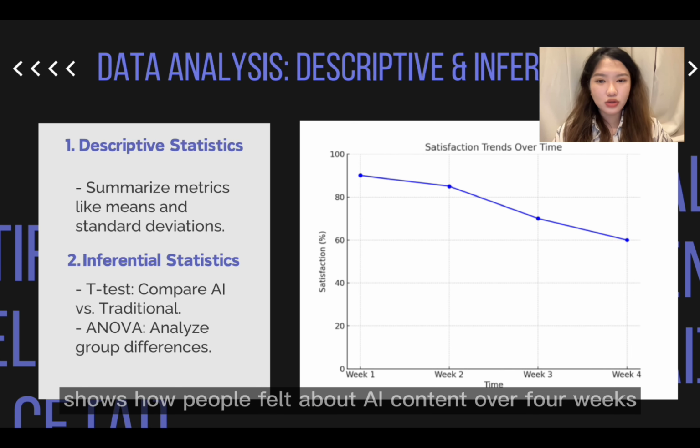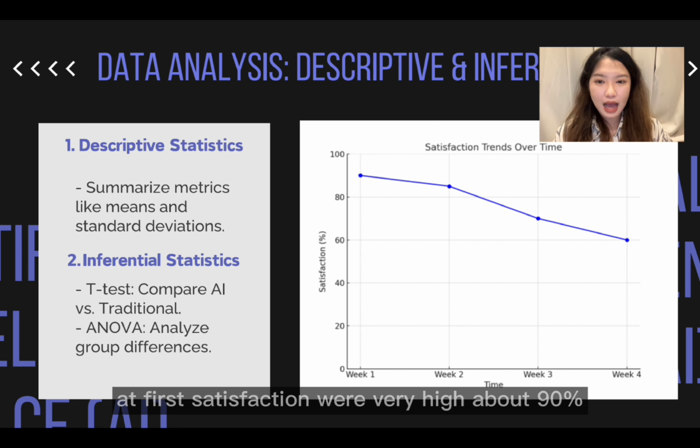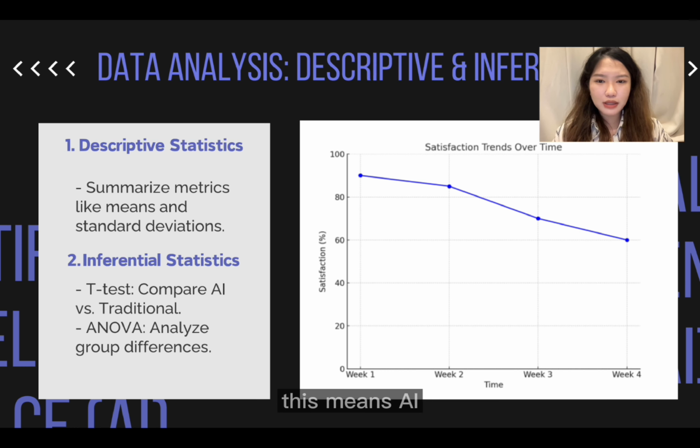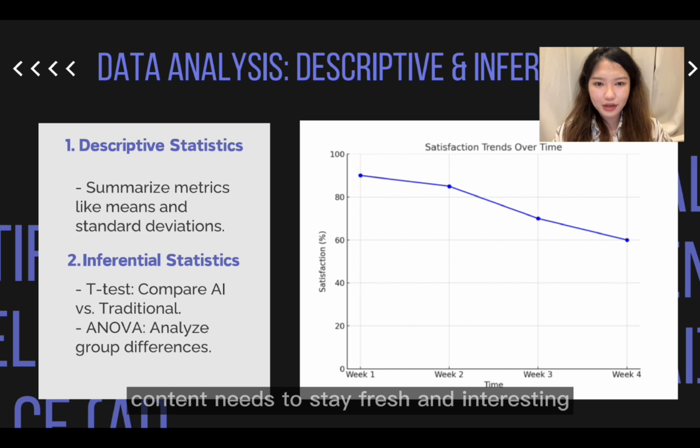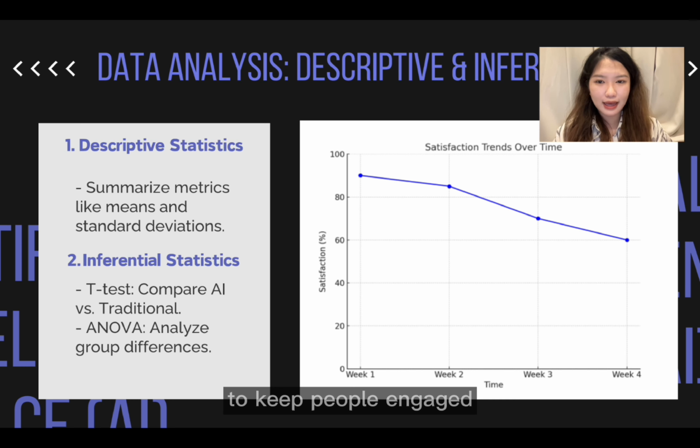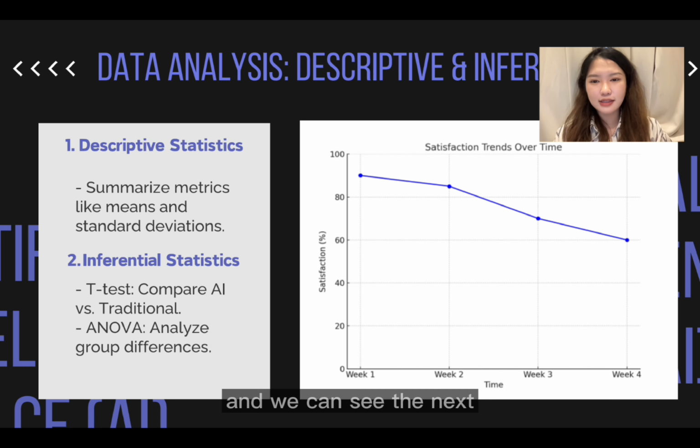This chart shows how people felt about AI content over 4 weeks. At first, satisfaction was very high, about 90%, but after 4 weeks, it dropped to 60%. This means AI content needs to stay fresh and interesting to keep people engaged.